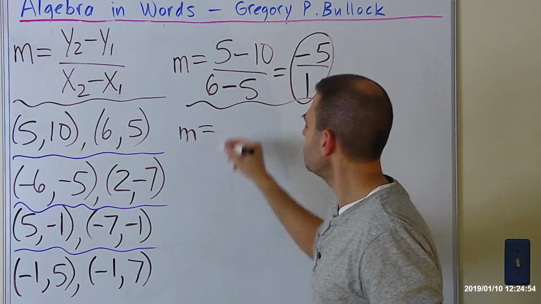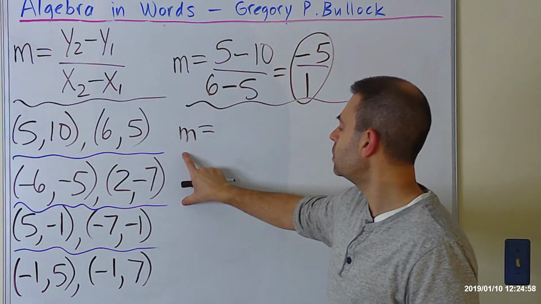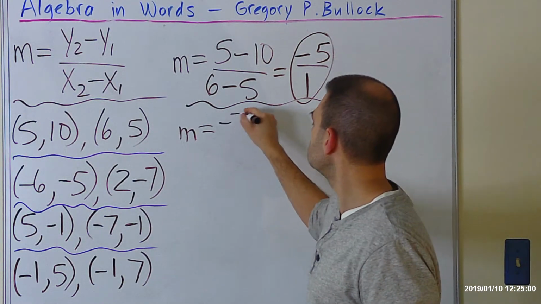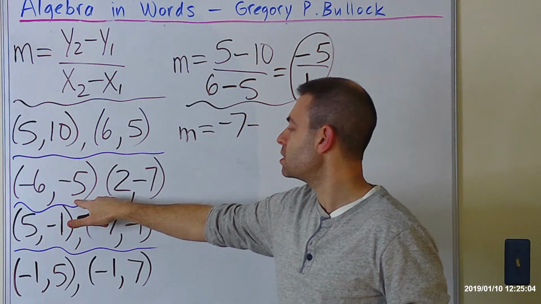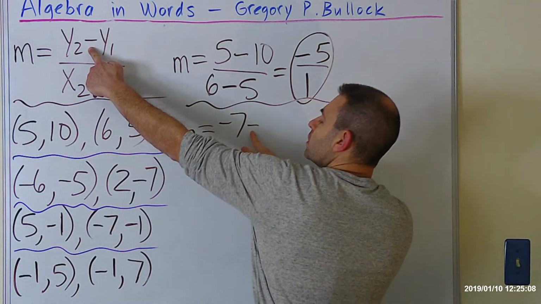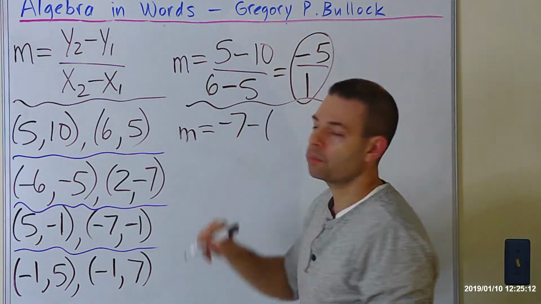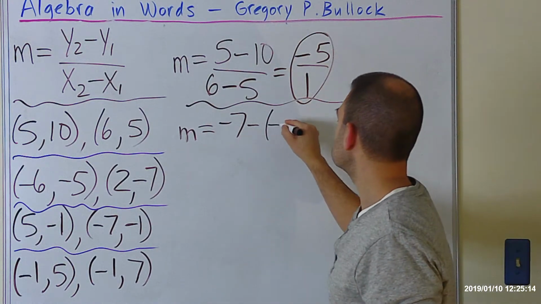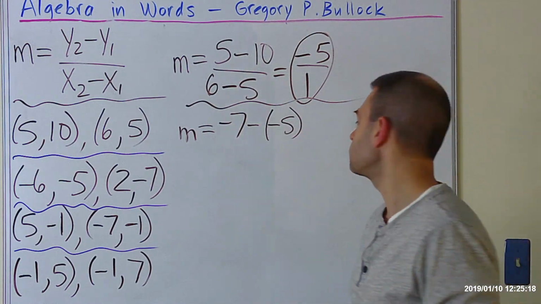Once again, I'm writing m equals, what is y2? It's negative 7. Minus y1, which is negative 5. Notice this is negative, so that goes here. This is minus, but this is also negative, so I'm going to put that minus 5 in parentheses. And we'll deal with the double negative in a second.